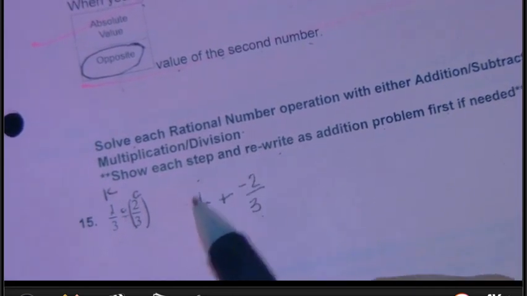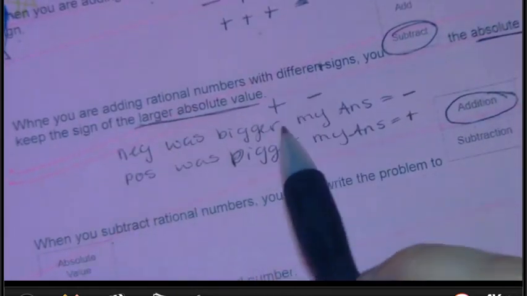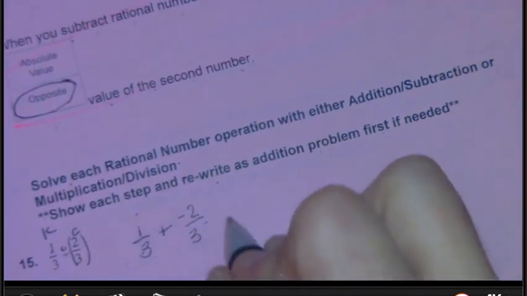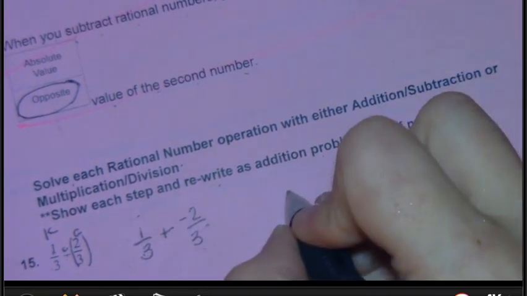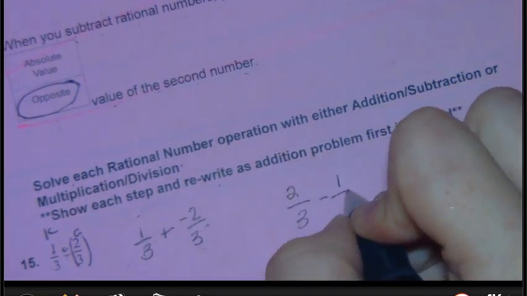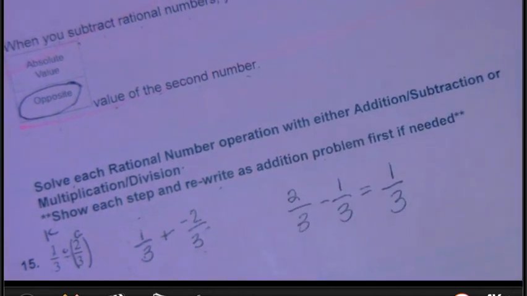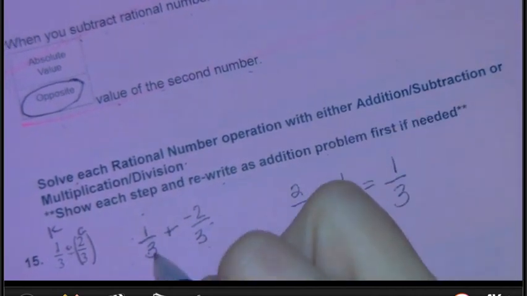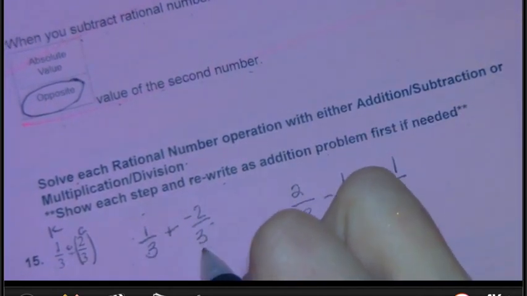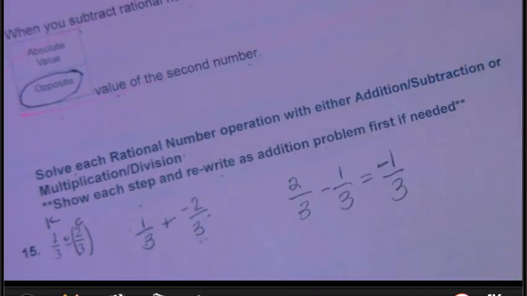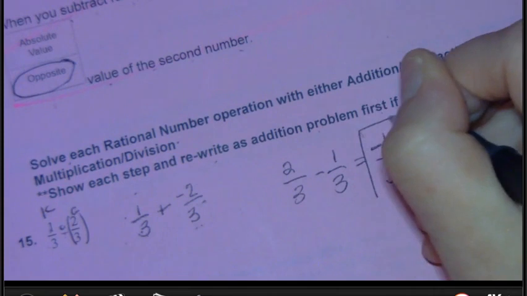Well, I have a positive value and a negative value. So just like right here, when I'm adding with two different signs, a positive and a negative, I need to subtract my two numbers. I can go ahead and do that since they both have a common denominator. So I'm going to do 2/3 minus 1/3, which is equal to 1/3. Okay. And then I look at which value was bigger. Negative 2/3 was larger, and I take the sign of the larger number, which is negative. I had more negatives than positives, meaning my final answer is negative 1/3.